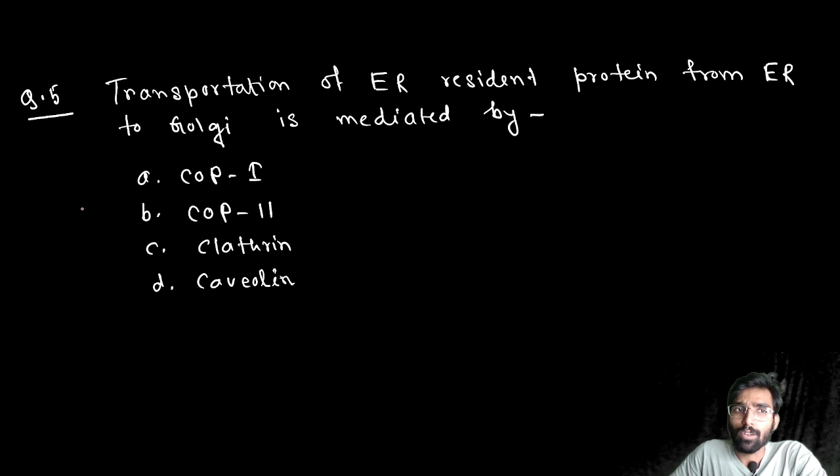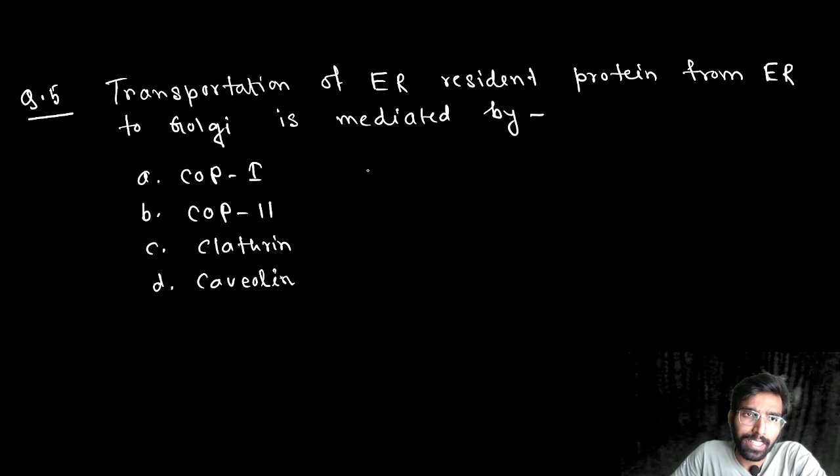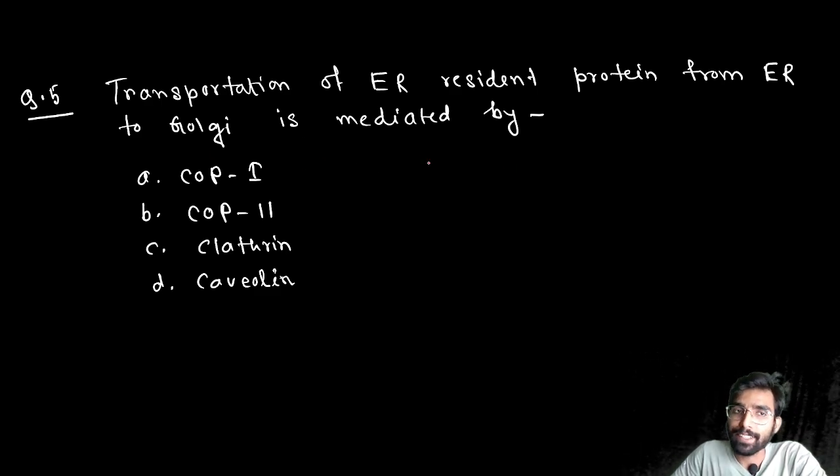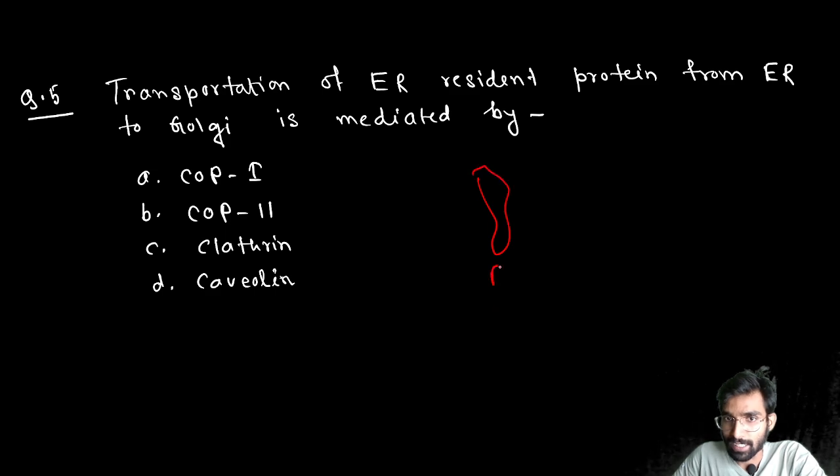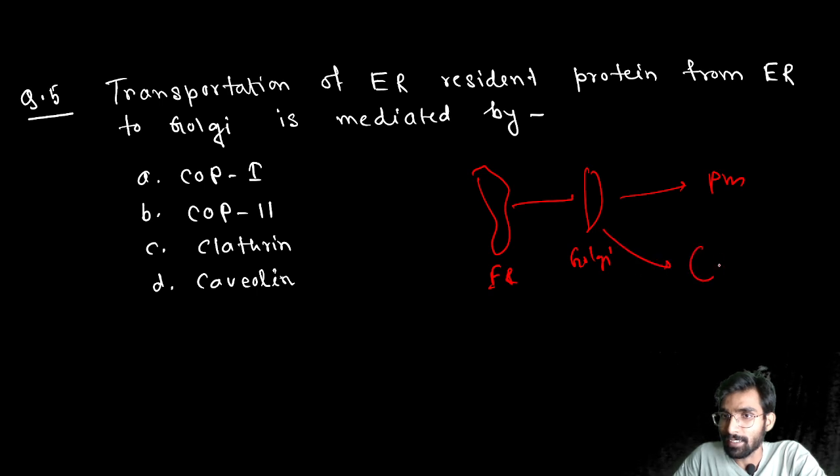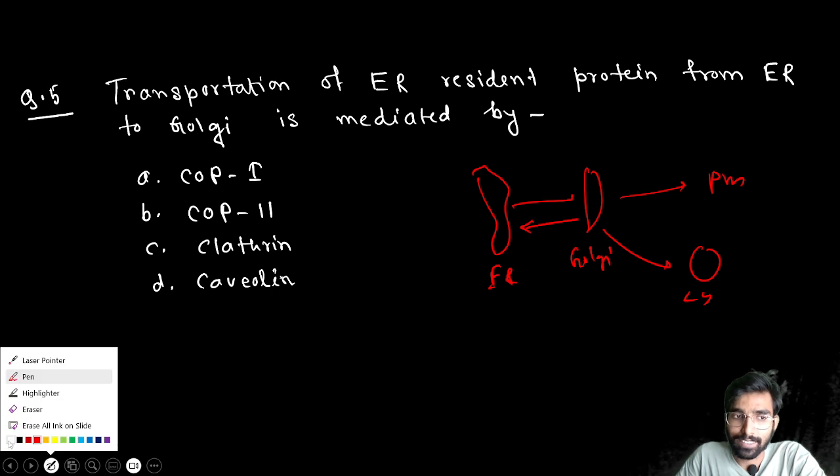Right. Now question 5. Transportation of ER resident protein from ER to Golgi is mediated by COP1, COP2, glycine, caveolin. I hope you remember. So suppose this is ER and then it's Golgi, right? And from here, suppose this is plasma membrane. There is some default pathway, and this is lysosome, right? Now recall and say what's the exact thing.